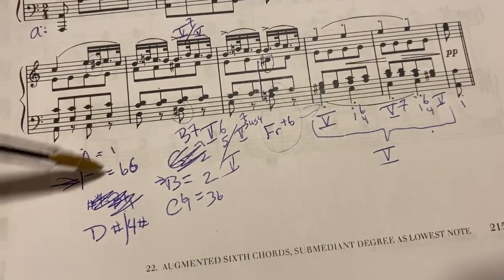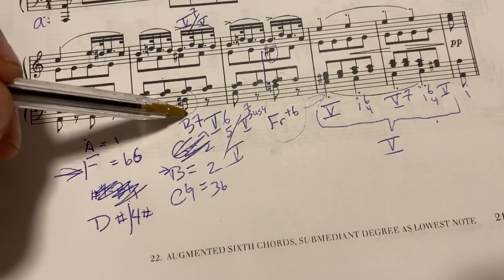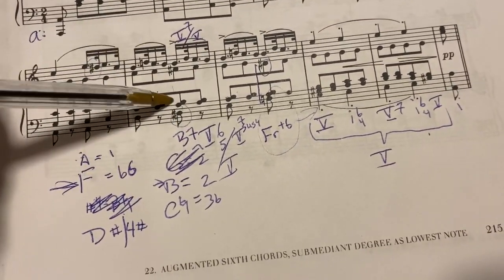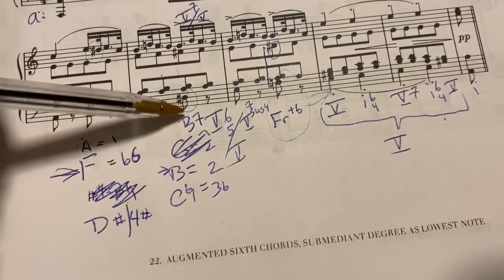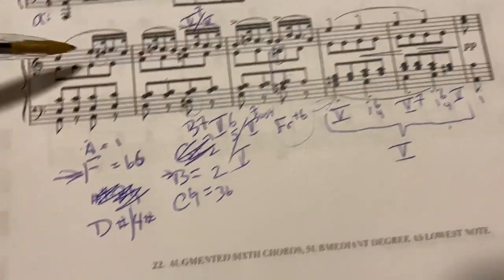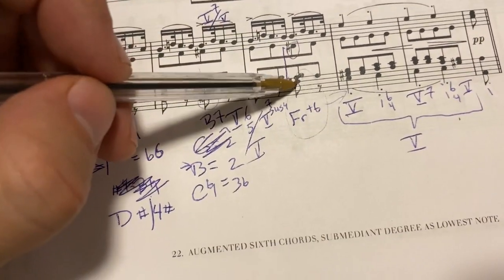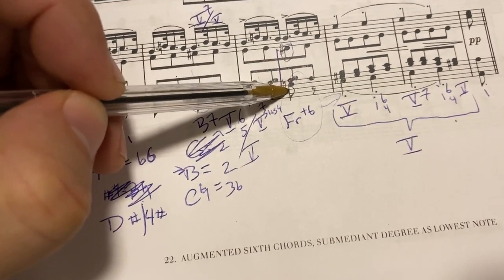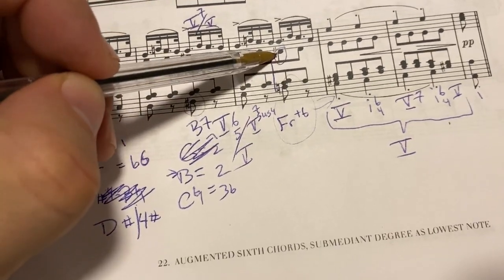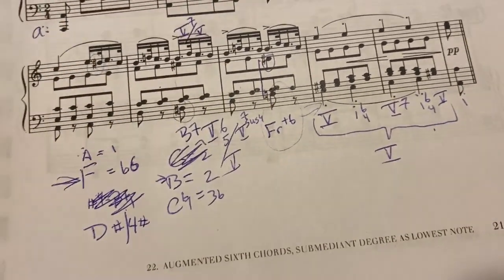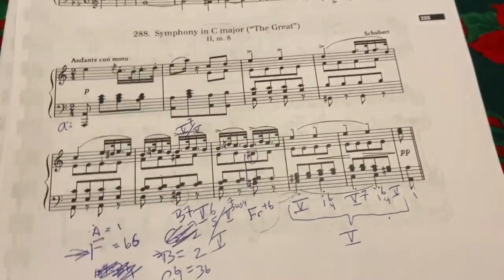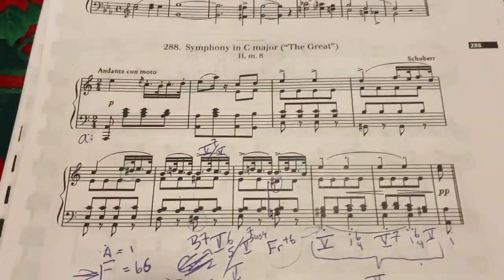So whenever you find sharp 4, that doesn't mean it's an augmented 6 chord. It could be another one, because it could be a 5 of 5, it could be a 7 of 5, it could be a lot of different things. And this I don't think counts as anything right there. It's just a chromatic neighbor tone. But here we have 1, flat 6, 2 and sharp 4. It's French.